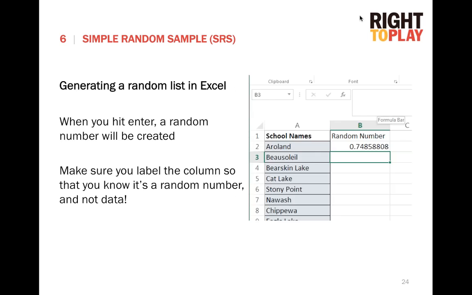Make sure that you label the column so that you know that it's a random number and not your data. So when you're going back to this list later on, you don't get confused about, okay, what does 0.7485 mean?